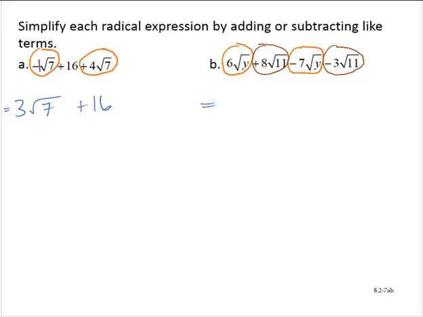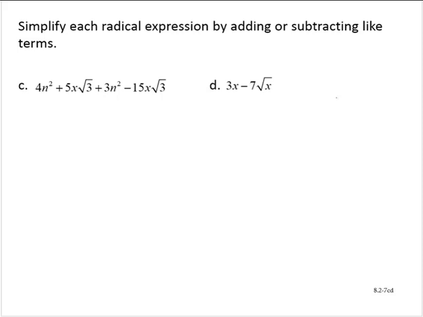Alright, so then this would give us 6 minus 7 is negative 1. So I'll write negative square root y. And then I have plus 8 times the square root of 11 minus 3 times the square root of 11. 8 minus 3 is 5, so I'll write plus 5 times the square root of 11. And neither of these are like terms, so they cannot be combined any further.